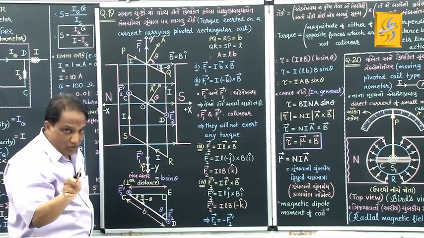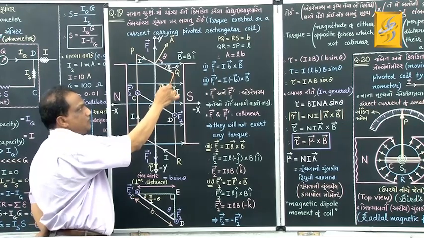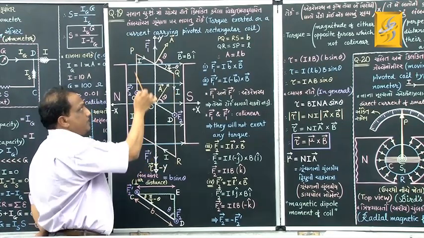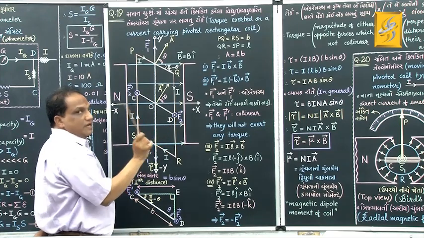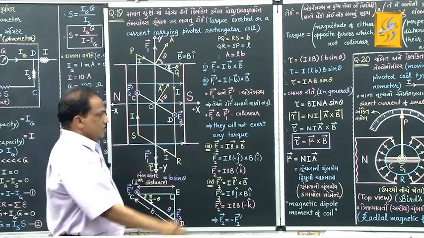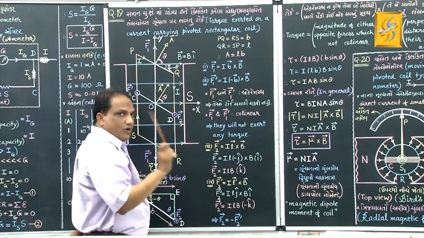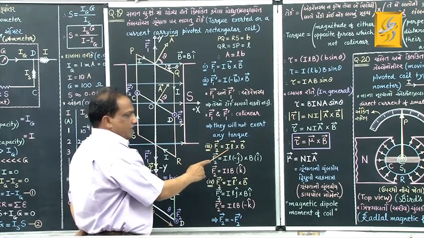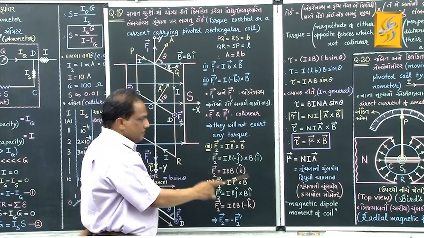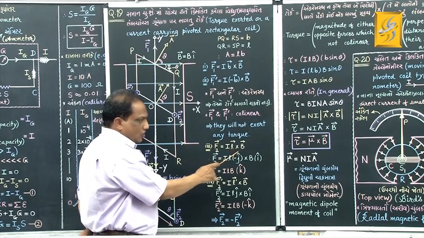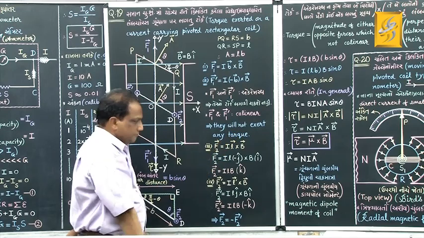Then think of the remaining two magnetic forces which are exerted on sides QR and SP. Let them be respectively vector F2 and vector F2 dash. Let us find them out also. First of all, vector F2, according to Ampere's law, is current into length vector cross magnetic field vector. Current into length vector cross magnetic field vector, correct?